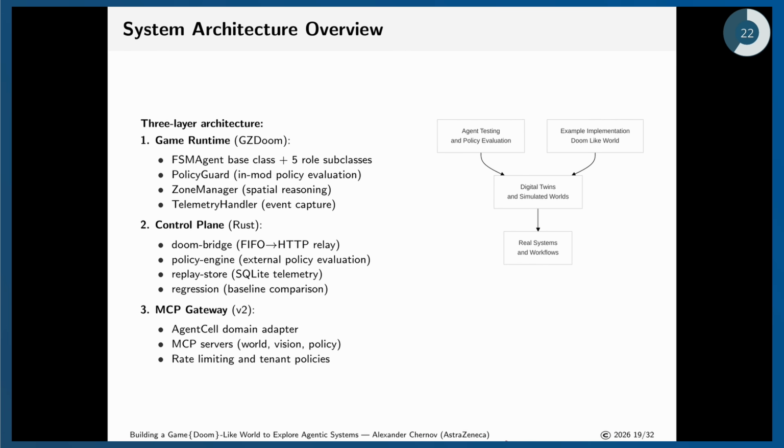So for the system overview, there's a 3-layer architecture, as I said. There's the game runtime itself, so we created an FSM agent base class plus 5 role subclasses, policy guard, zone manager, and telemetry. For the control plane, there's a Doom bridge, which exports whatever communication happens between the game engine and agents through HTTP. There's a relay. We have a policy engine.